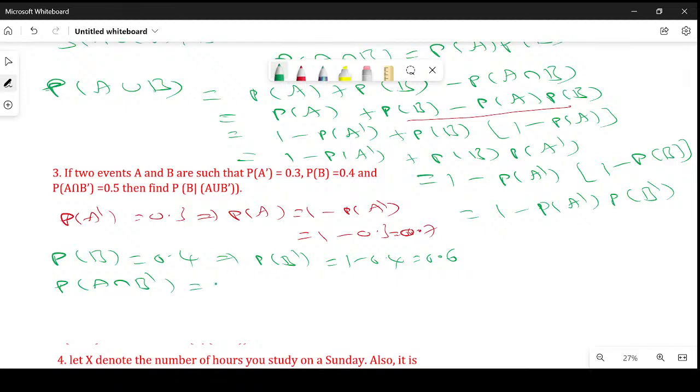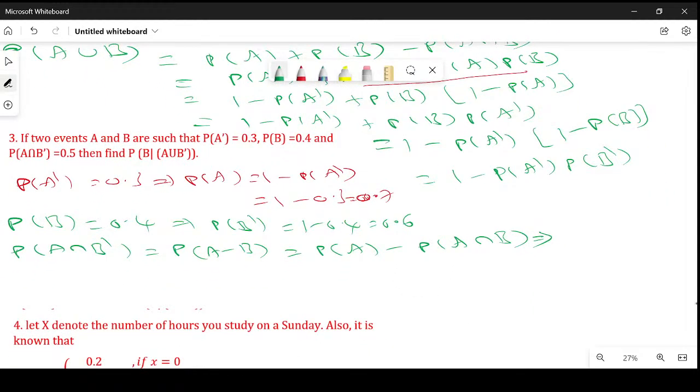P of A intersection B complement is nothing but P of A minus B, which we can write as P of A minus P of A intersection B. I am trying to find P of A intersection B. We know this value, P of A intersection B complement equal to 0.5. So I can write 0.5 equal to P of A, which we know is 0.7, minus P of A intersection B.